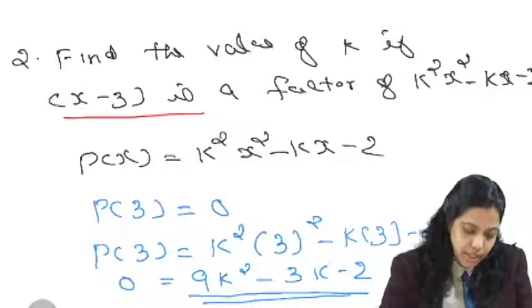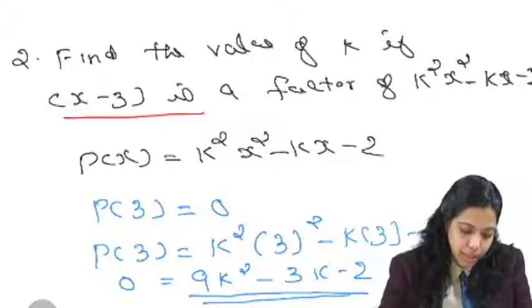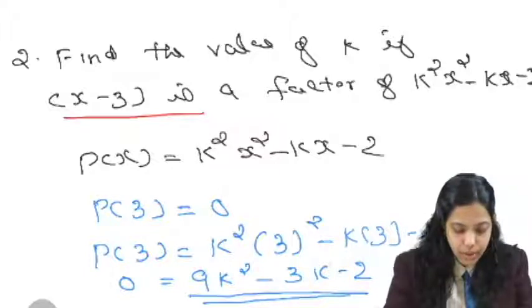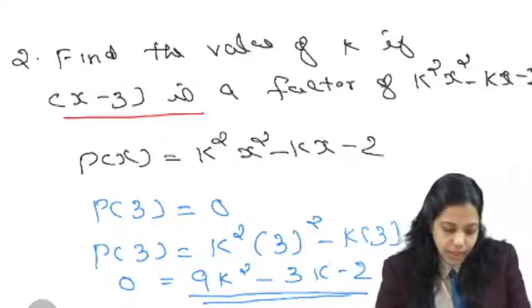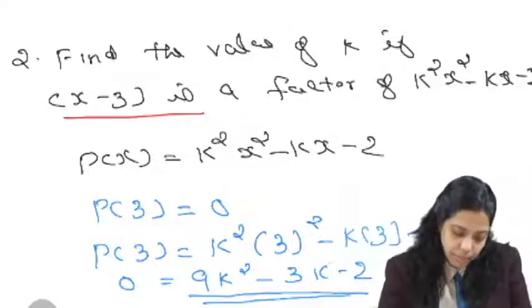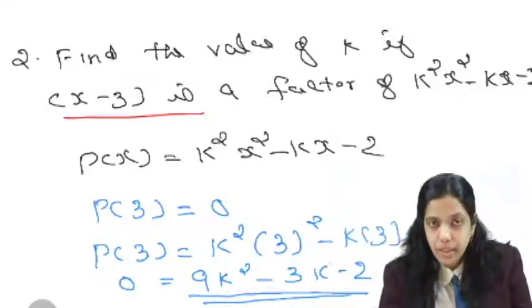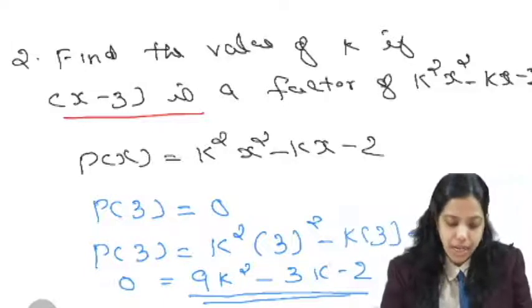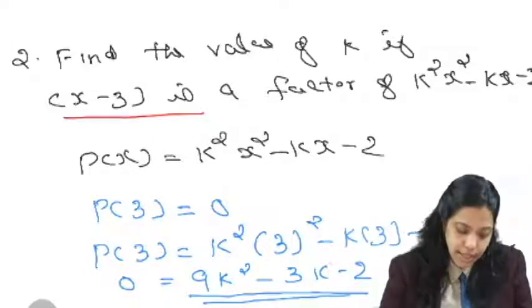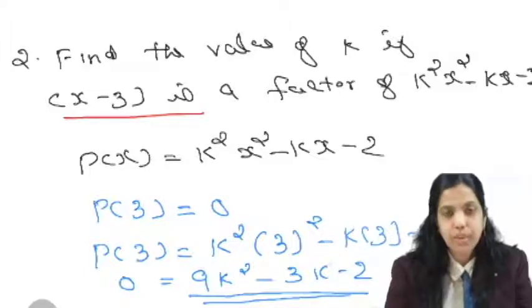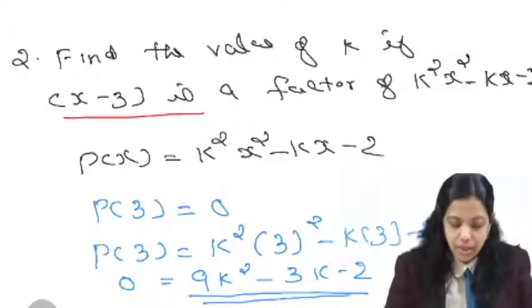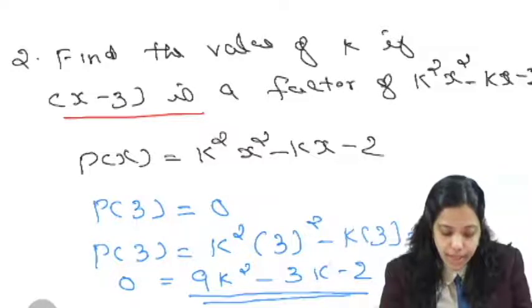So in this case, if I consider the polynomial p of x equal to k square x square minus kx minus 2. Already it is given over here that x minus 3 is a factor. By factor theorem, if x minus 3 is a factor, definitely I can say that p of 3 turns out to be 0. That is by factor theorem. So we can substitute the value of x as 3.